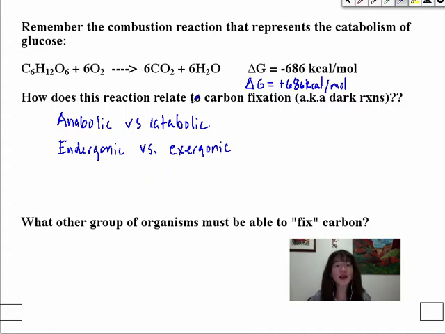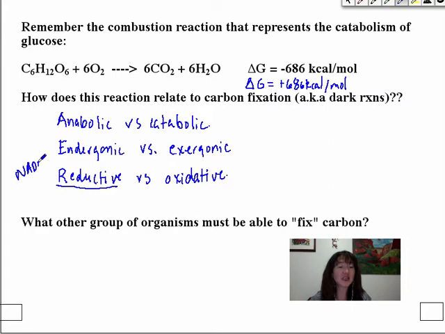And we would also recognize that the fixation of carbon is reductive versus oxidative when we talk about the breakdown of glucose. That is, the synthesis of glucose requires reducing power, and we know that that's going to be in the form of NADPH being consumed in those reactions of the synthesis of sugar. So these are the ways in which these compare.